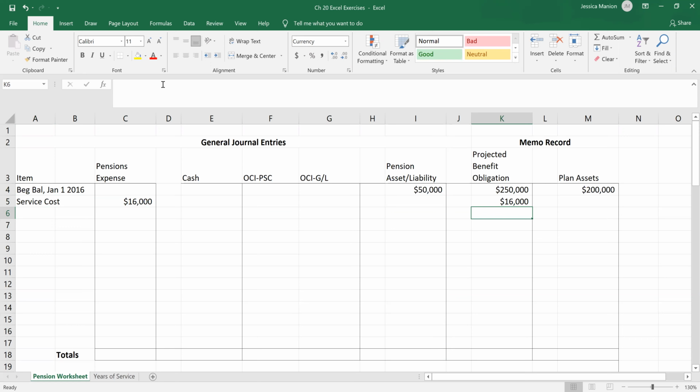Okay, again, we've gotten practice with that. We know the service cost and how to handle that. So the settlement rate and the expected rate of return are both 10%. Remember, the settlement rate is 10% of the projected benefit obligation. So settlement rate 10%, and again, that settlement rate is 10% of our projected benefit obligation, right?